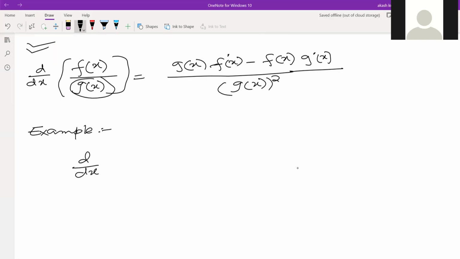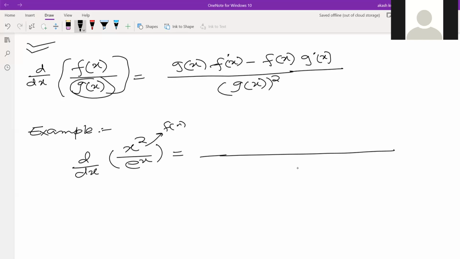The derivative of x square over e to the x. Our f of x is x square and g of x is e to the x, the one at the bottom. So we keep g of x as it is, e to the x, and then we differentiate f of x. Our f of x is x square. If we differentiate it, it would be 2x. Then there's a minus sign in the formula, keeping f of x as it is, so x square.